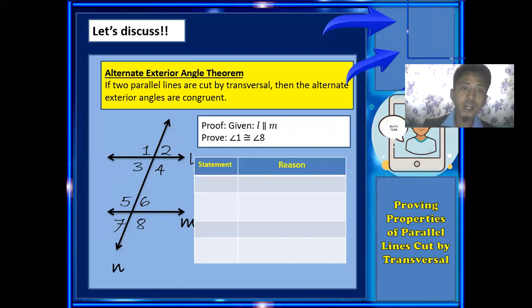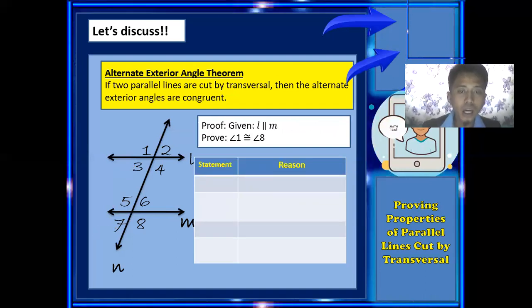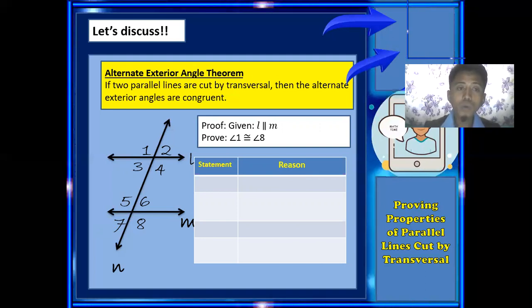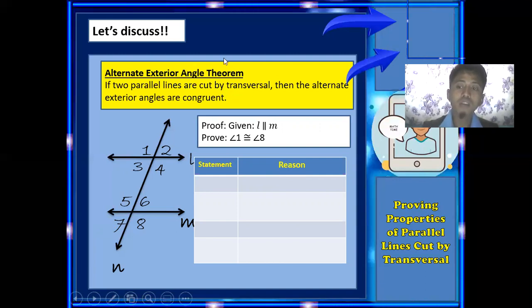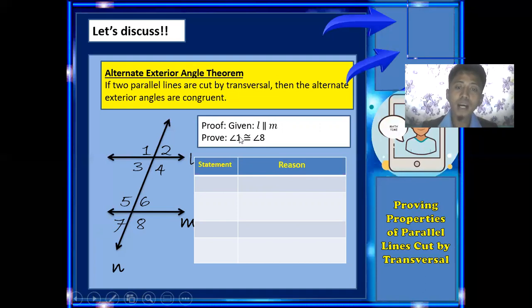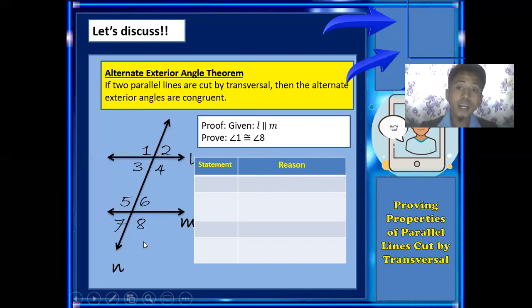Is that clear? So let's prove this one. We have angle 1 and angle 8. By the way, the alternate exterior angle theorem can be used as a reason in proving. But before that, let's see first if this is really true. How can we find out if this is true? By proving it by example. For example, angle 1 and angle 8 are alternate exterior angles.